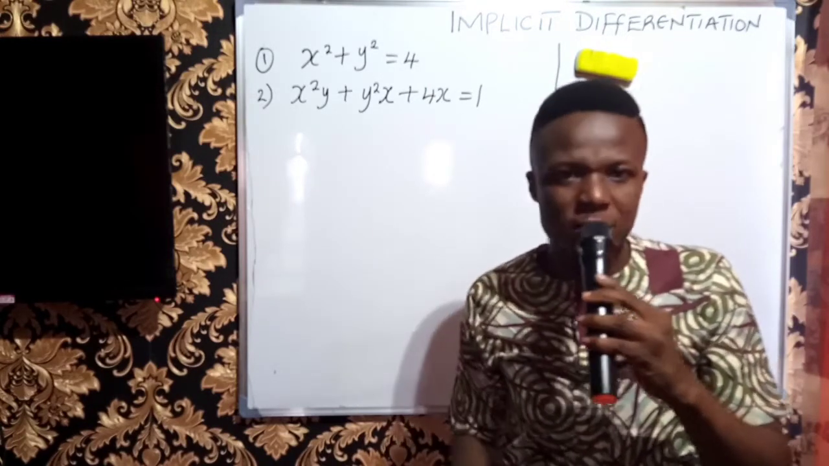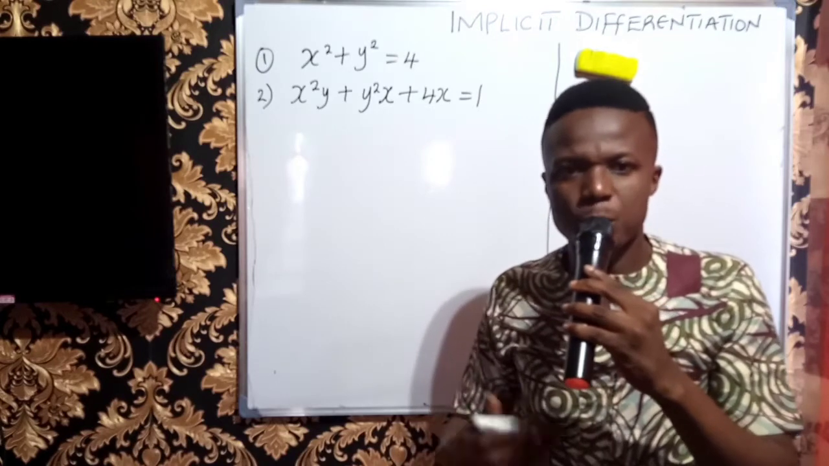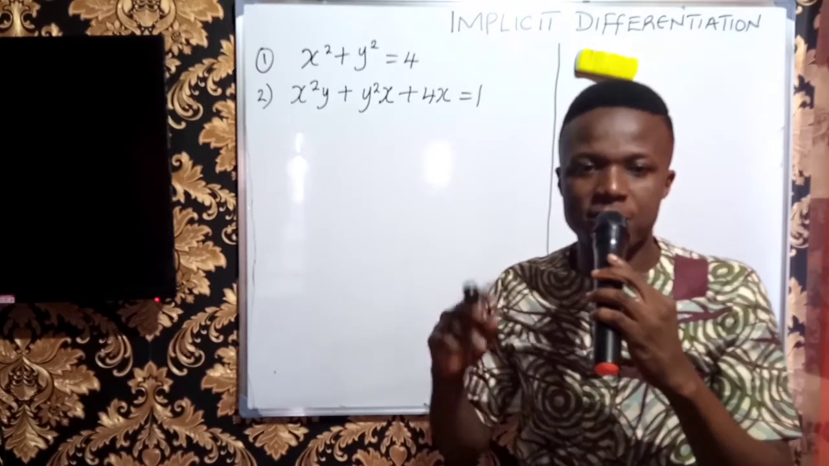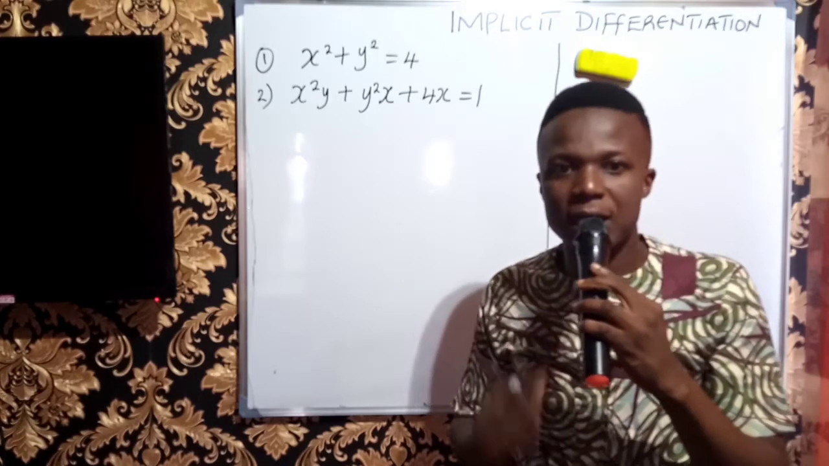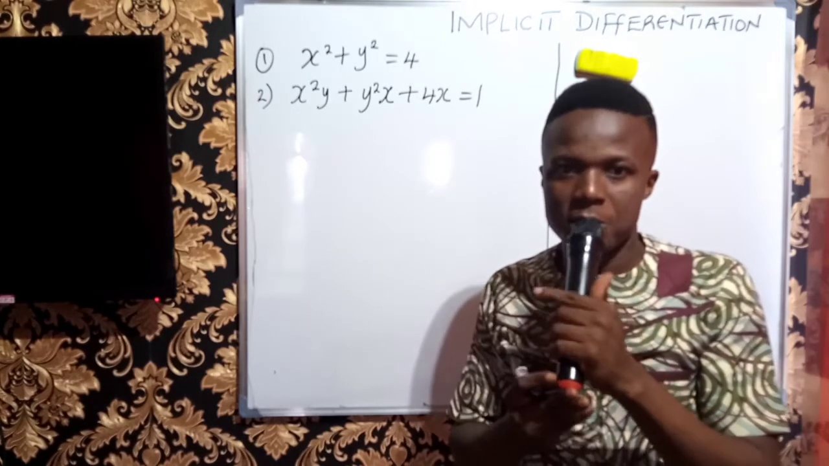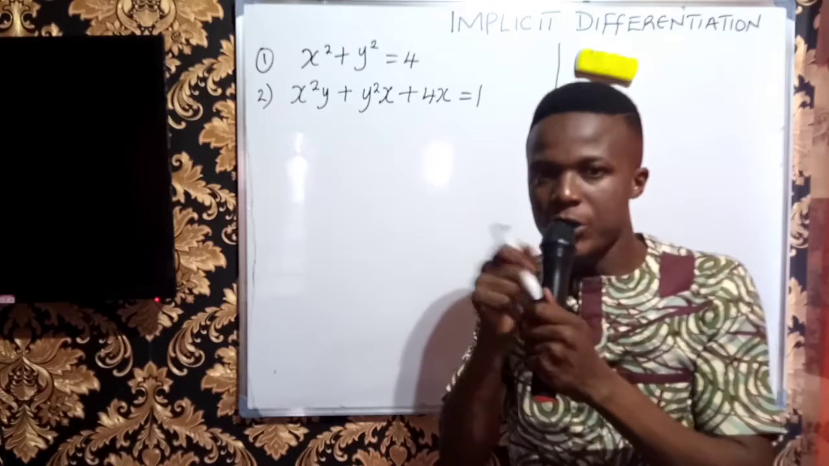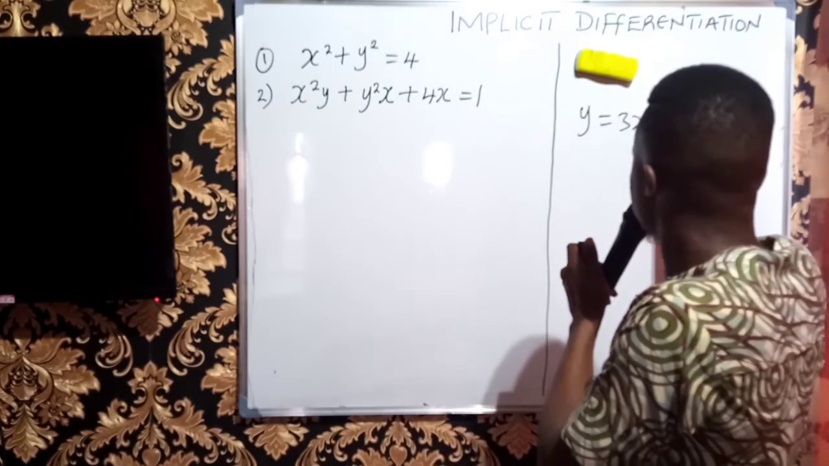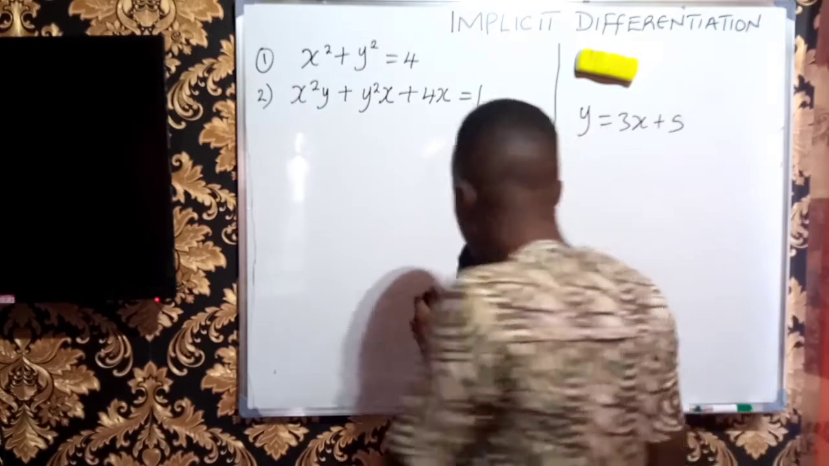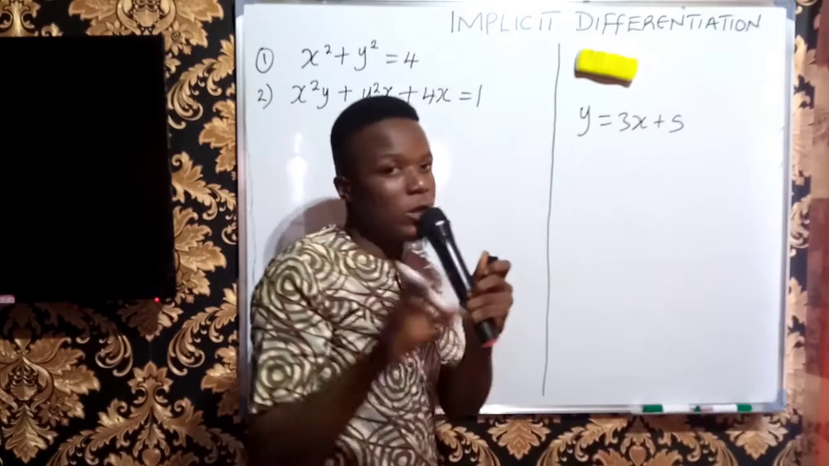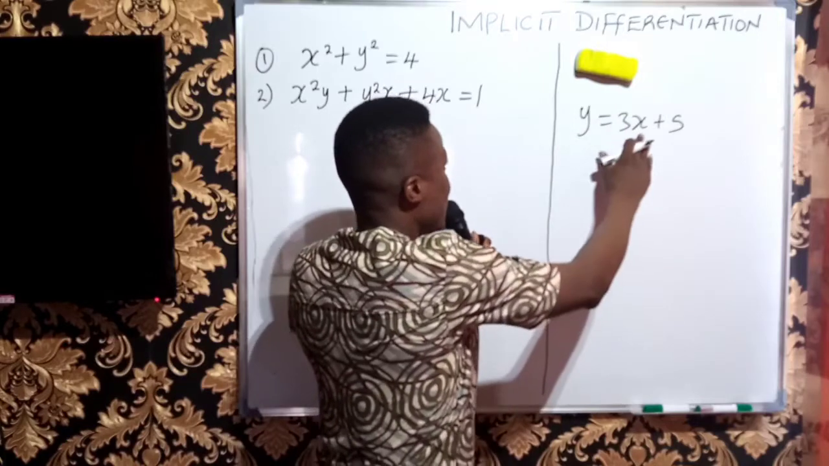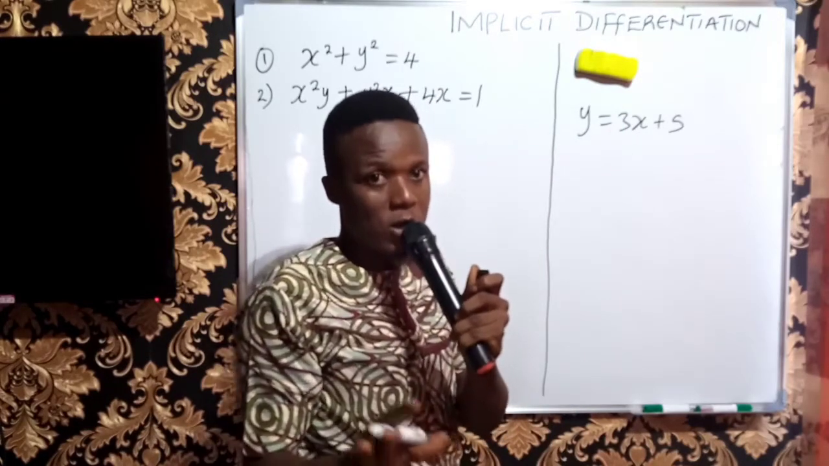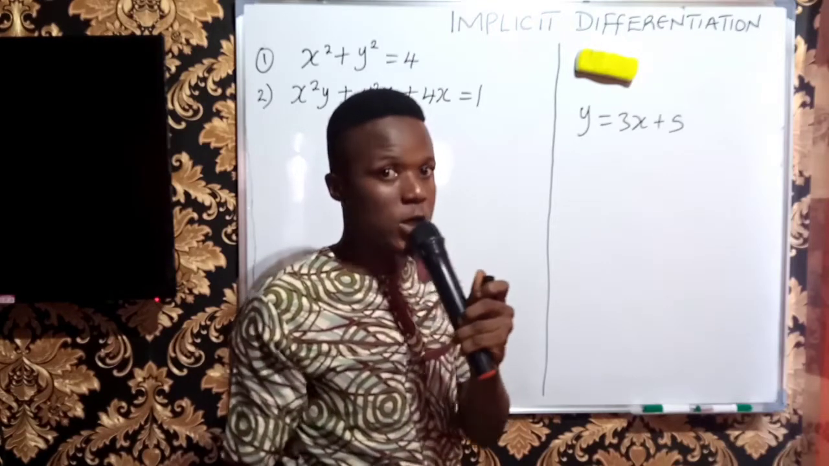Those ones you have been doing are all explicit differentiation, in the sense that the variables x and y are written independently. For instance, we always differentiate functions like y equals 3x plus 5. A good look at this function will tell you that y and x are written explicitly. That is, they are staying alone on different sides of the equation.